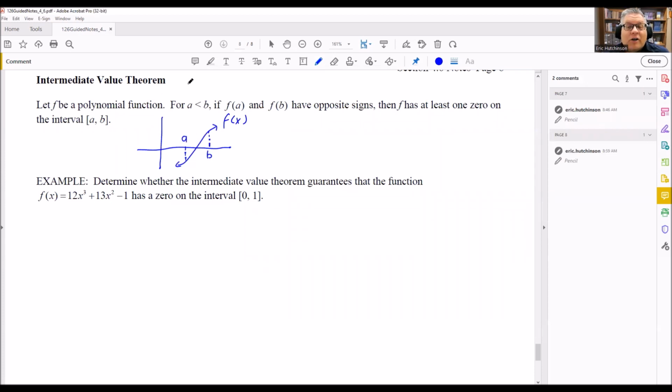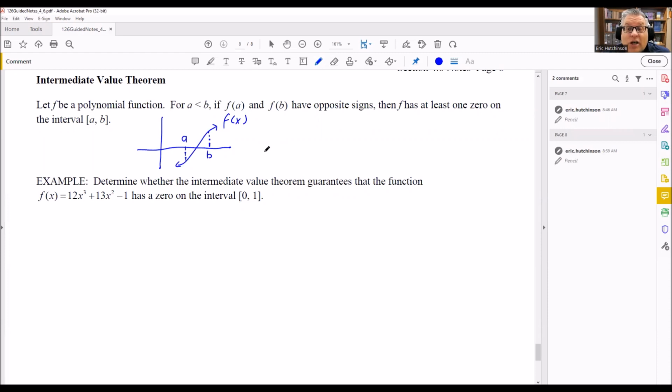Now, what the intermediate value theorem says is that if you look at the y value at A and the y value at B, if they both have opposite signs, so one negative, one positive, or positive, negative, doesn't matter, that means that the graph must cross the x-axis. So for instance, this drawing here, we see that it does cross somewhere between A and B, and this would have a negative y value at A, and at B, it would have a positive y value.